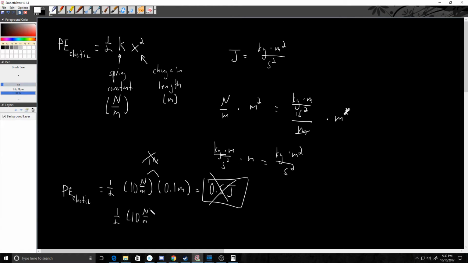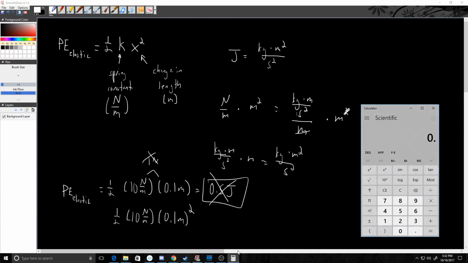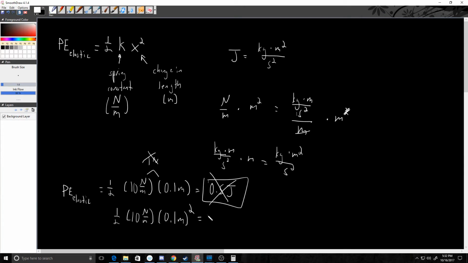We got our spring constant, and it's our distance squared. So I'm going to take 0.1 times 0.1. That takes care of my 0.1 squared. Times 10 times 1/2, or 0.5. Really, what my potential energy is, is 0.05 joules. That makes way more sense.